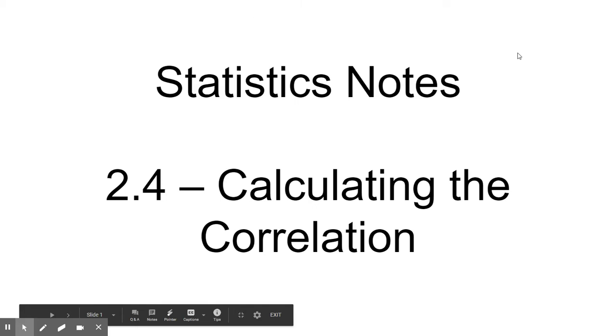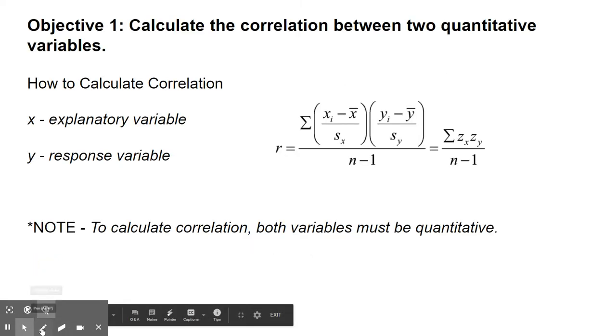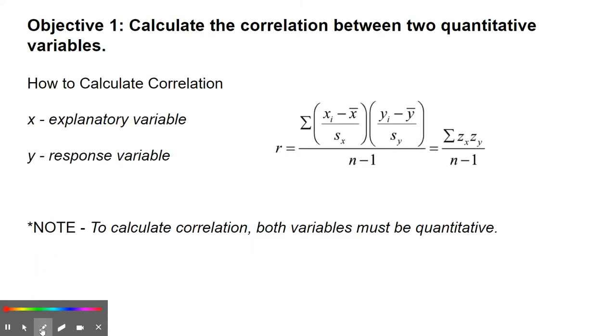All right, stats here. 2.4, calculating the correlation. Again, this goes along with 2.3, where we talked about what correlation was. First of all, how do we calculate it? Well, if your x is your explanatory and your y is your response, there's this very confusing looking formula right here. Again, we are not going to use this.